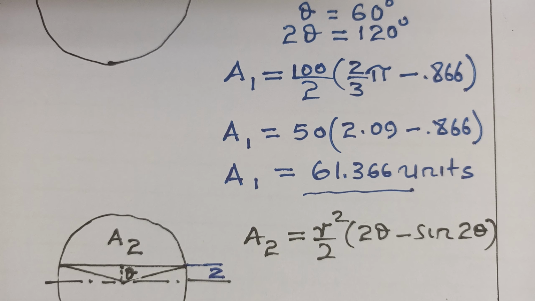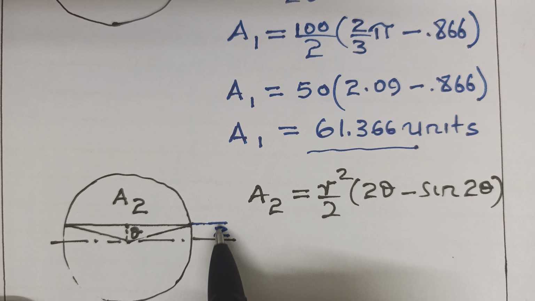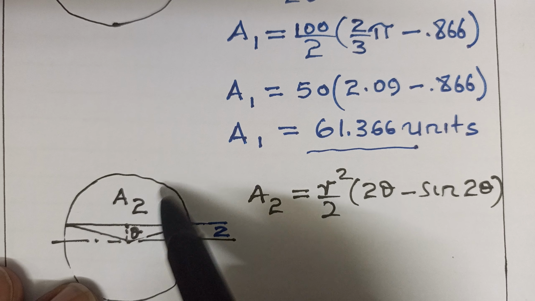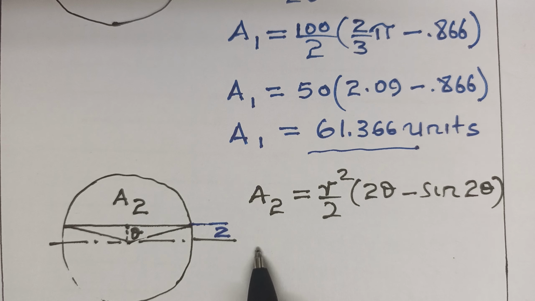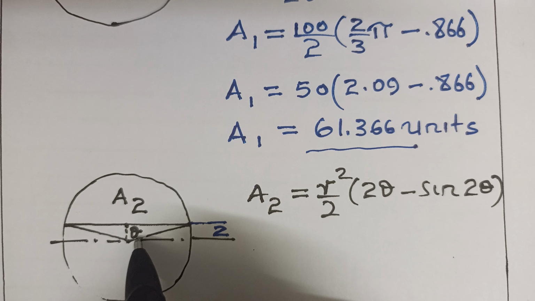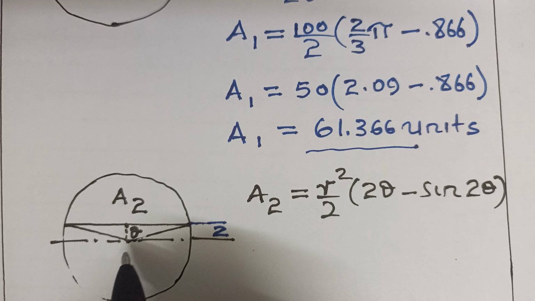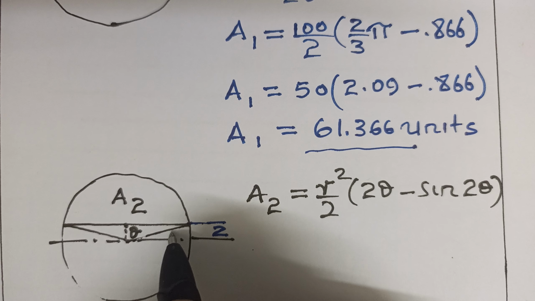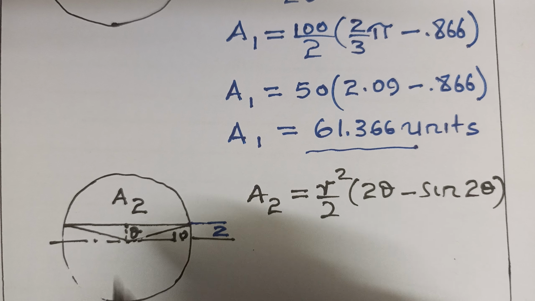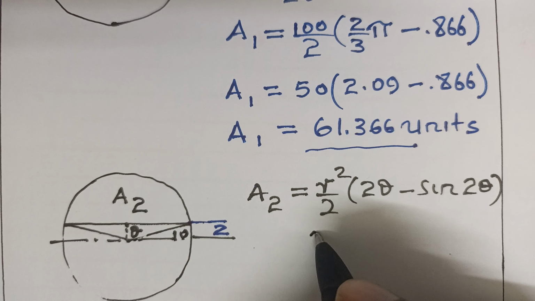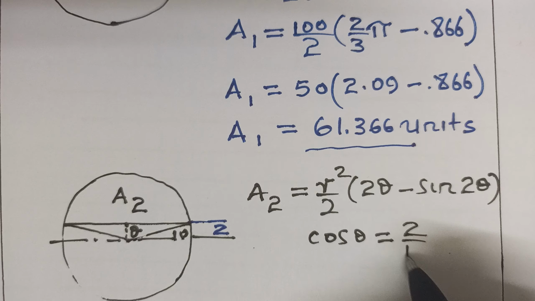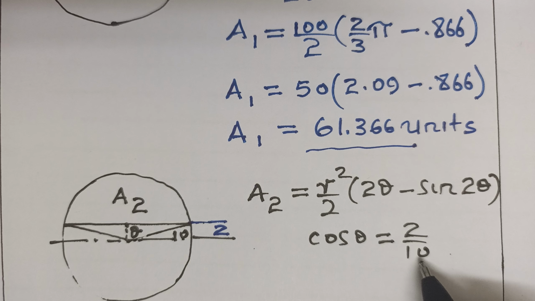Coming now to this chord, which is 2 units from the center, this equation will be used to find this area A2. We get the angle right here, then multiply that angle by 2 so that we get the whole angle. We have the radius 10 and the adjacent 2, so cos theta equals 2 all over 10. Remember, adjacent is 2, hypotenuse is 10.